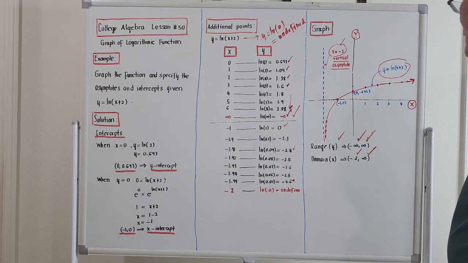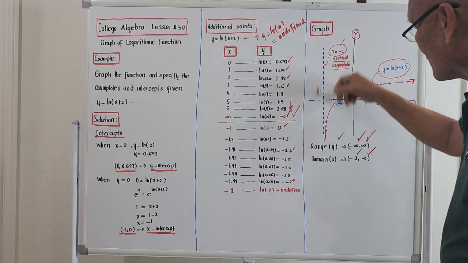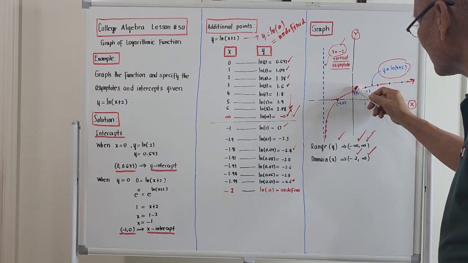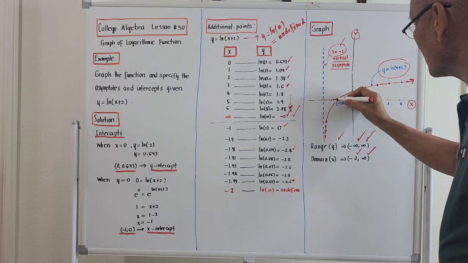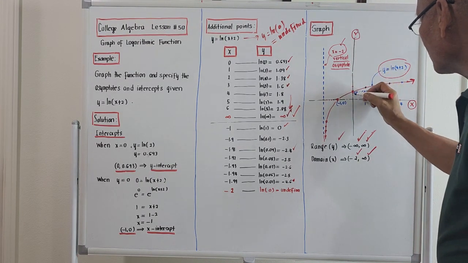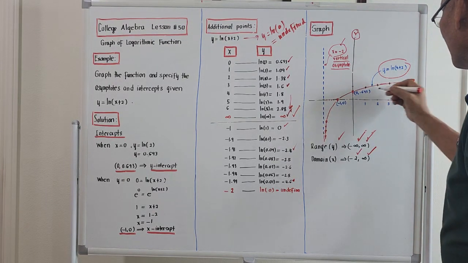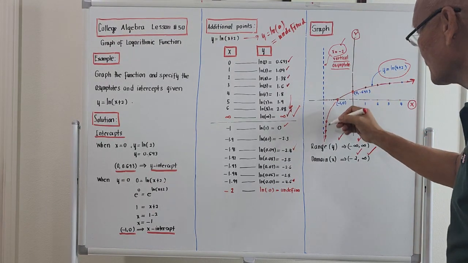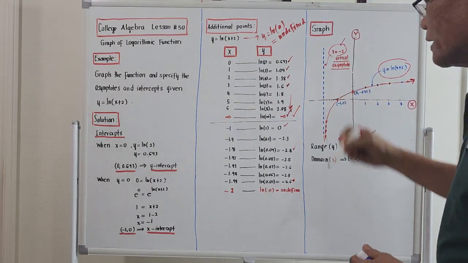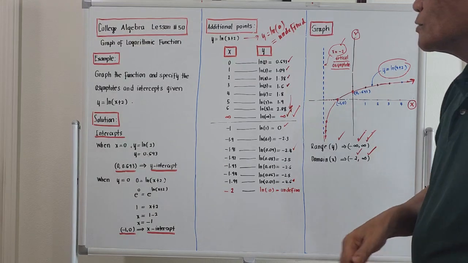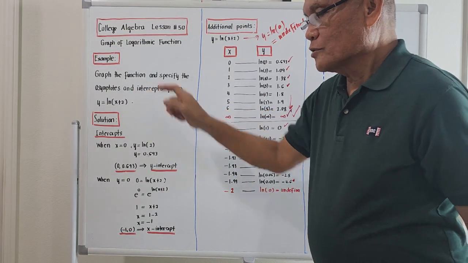Okay, that's it, guys. The graph is this. It is tangent to the vertical asymptote. Then it goes up like this. It crosses the x-axis at negative 1 and 0. It crosses the y-axis at 0 and 0.693. Then it goes up, and it goes down, but it will not cross the vertical asymptote. Okay, that's the graph of the given equation, y equal to the natural logarithm of quantity x plus 2.